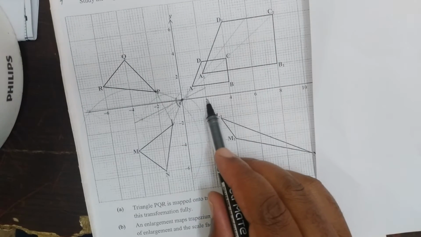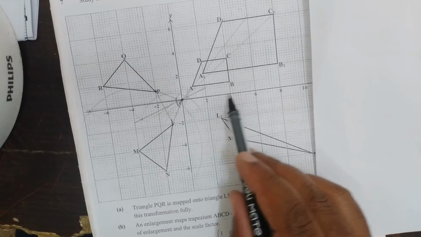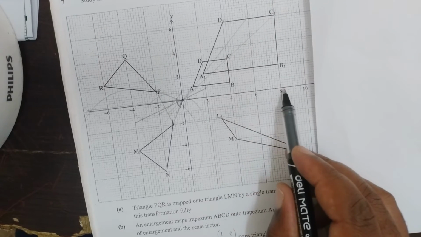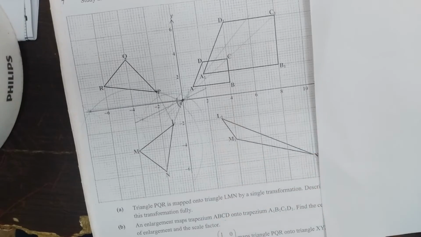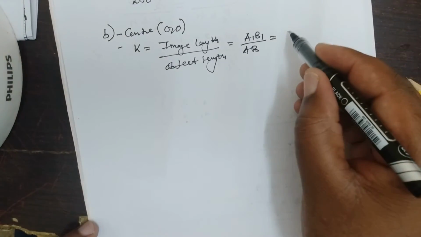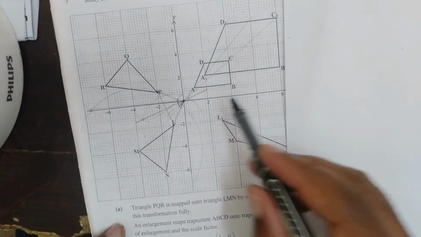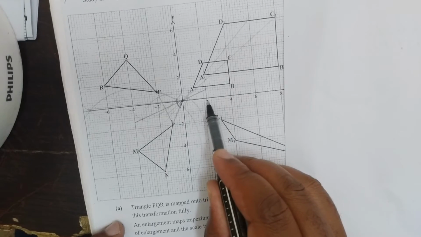So this is 2, 4, 6, 8. Okay, so from here it is 2, 4, 6 of 8 minus 2. So we have 6. 6 divided by what is AB? AB is, this is 2, 4.